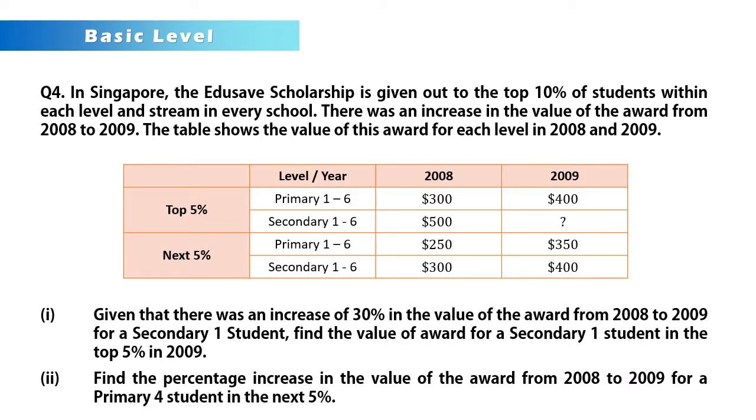In Singapore, the EduSave Scholarship is given out to the top 10% of students within each level and stream in every school. There was an increase in the value of the award from 2008 to 2009. The table shows the value of this award for each level in 2008 and 2009. Given that there was an increase of 30% in the value of the award from 2008 to 2009 for a Secondary 1 student, find the value of award for a Secondary 1 student in the top 5% in 2009. Find the percentage increase in the value of the award from 2008 to 2009 for a Primary 4 student in the next 5%.